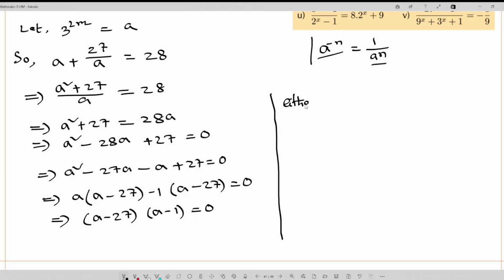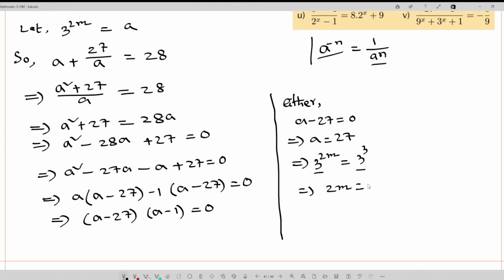Either a minus 27 equals 0, it means a equals 27. Then a means what? A means 3 to the power 2m equals 27, means 3 to the power 3. So base are same, so 2m equals 3, so we can write m equals 3 by 2, right?